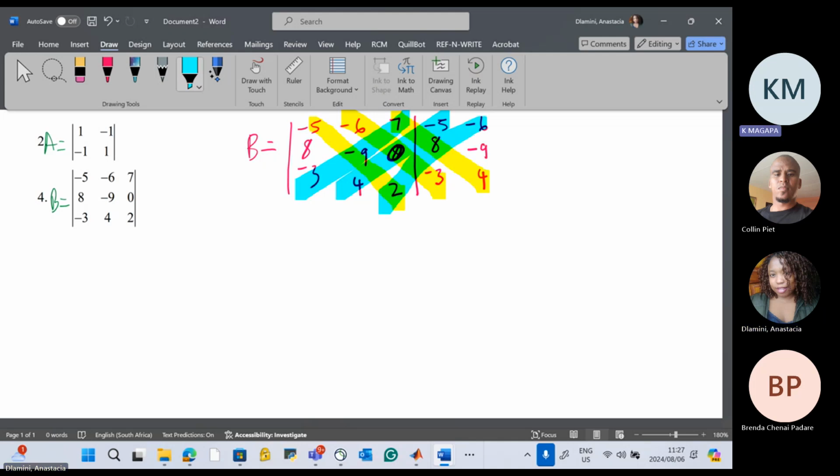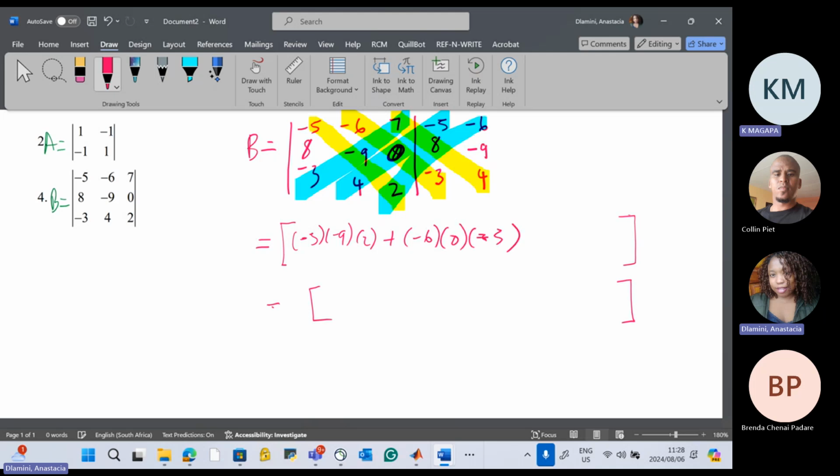Yes, ma'am. Now you multiply the yellow ones. The first block is for the yellow ones, and the second block, which you subtract, is for the blue ones. Are we all together? So the first yellow line is -5 times -9 times 2. The second yellow is plus -6 times 0 times -3. The last yellow line is plus 7 times 8 times 4. And then you subtract the blue lines.